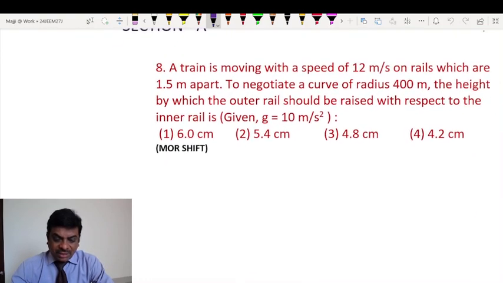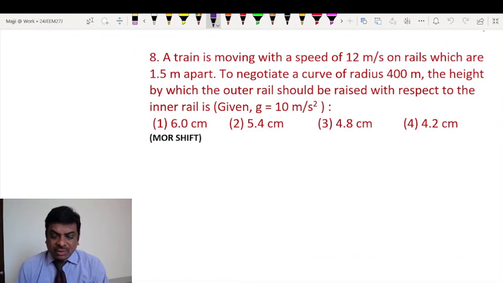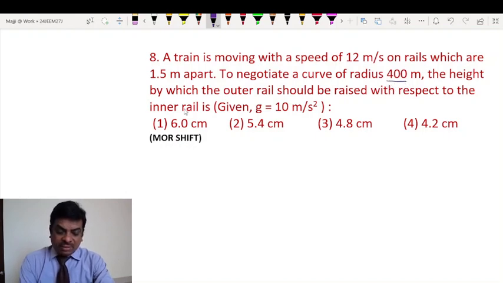You can see a train is moving with the speed of 12 meters per second on rails which are 1.5 meters apart to negotiate a curve of radius 400 meters. The height by which the outer rail should be raised with respect to the inner rail. So students, this is based on banking of curved tracks.